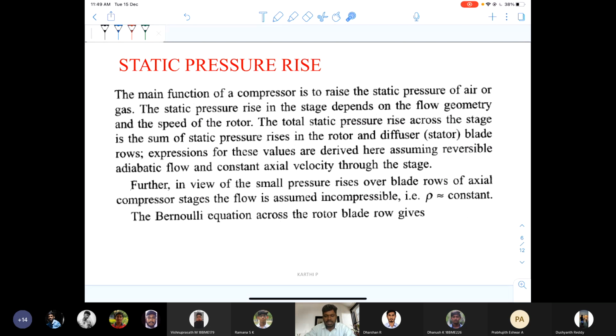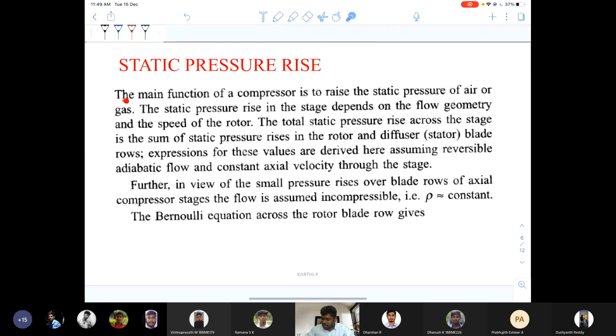Last class we have seen about the stage velocity triangle. We have discussed the stage velocity triangle, and in this session we will be seeing about the static pressure rise.